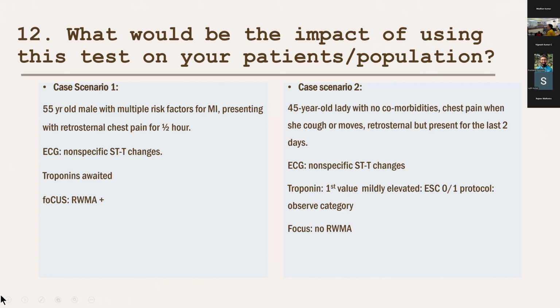So now what would be the impact of using this test on your patient or your population? Now we're coming back to our case scenarios. A 55-year-old male with multiple risk factors of MI presented with retrosternal chest pain for half an hour. Your troponins are awaited. Now, at baseline, what do you think is your pre-test probability of this patient having an MI? 70%. Okay, sure. So it's maybe high, maybe 70%, then you should go ahead and treat anyway. You shouldn't be doing any test. But say it's 40% or something like that, then you want to do additional tests.